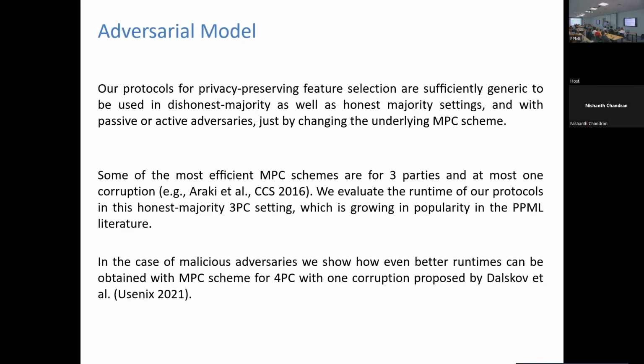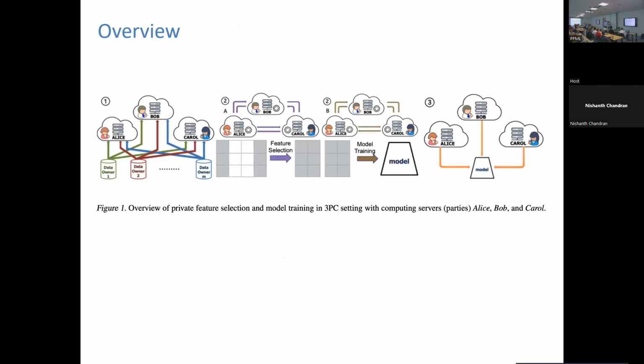We also evaluate in the same setting, 3 computing parties and 1 corruption, with malicious adversaries. But in the case of malicious adversaries, we can actually improve the running time if we allow 1 more computing party. So if we have 4PC with 1 corruption, we can improve the running times, and that's essentially using the Fantastic Four protocol from Dalskov et al. from USENIX 21. So we have run the experiments with both 3PC for malicious and 4PC for malicious.